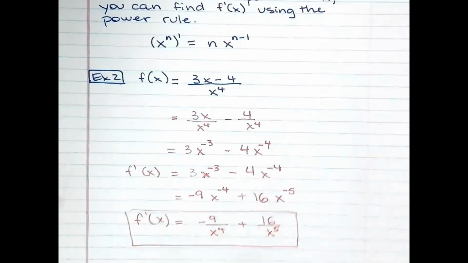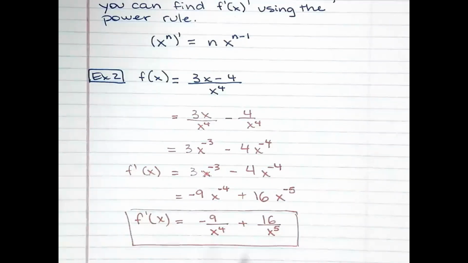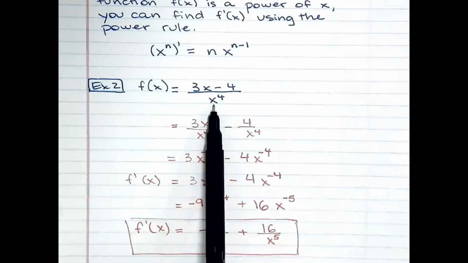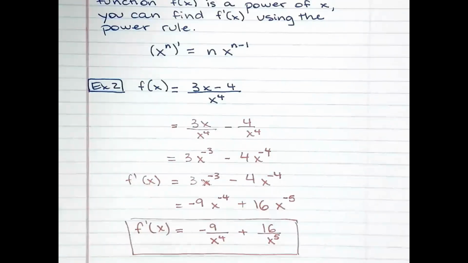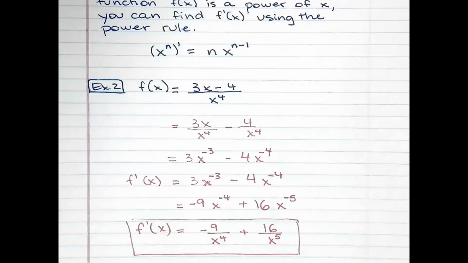So that's the chain rule using the power rule if you get lucky, and if you only have a monomial right there, just the x, not a binomial. If you have a binomial, there's no other way, you have to apply the quotient rule.